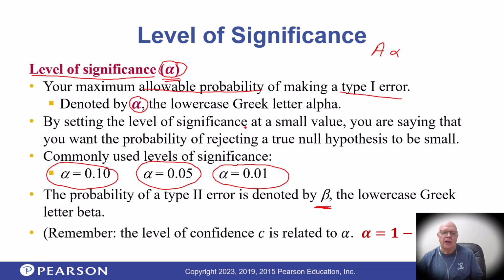A little bit of a reminder. If we're talking about confidence and we're talking about level of significance, this is how they are related to each other. The level of significance equals 1 minus the confidence level. So for example, if the confidence level is 90%, then alpha would be 1 minus 0.90, which would be 0.10. And if you like, you can think of it this way: alpha plus the confidence level equals 1. Total of 1.